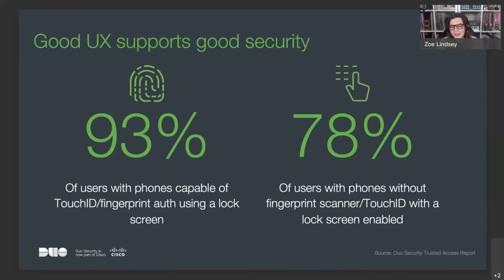And I like to illustrate this with a data point from one of our trusted access reports from several years back. We found that devices that supported a biometric method as an opt-out part of enrollment when setting up a new device had 93% enrollment for a lock screen on those user devices, while only 78% of devices that supported a PIN or a passcode alone had that same measure in place.